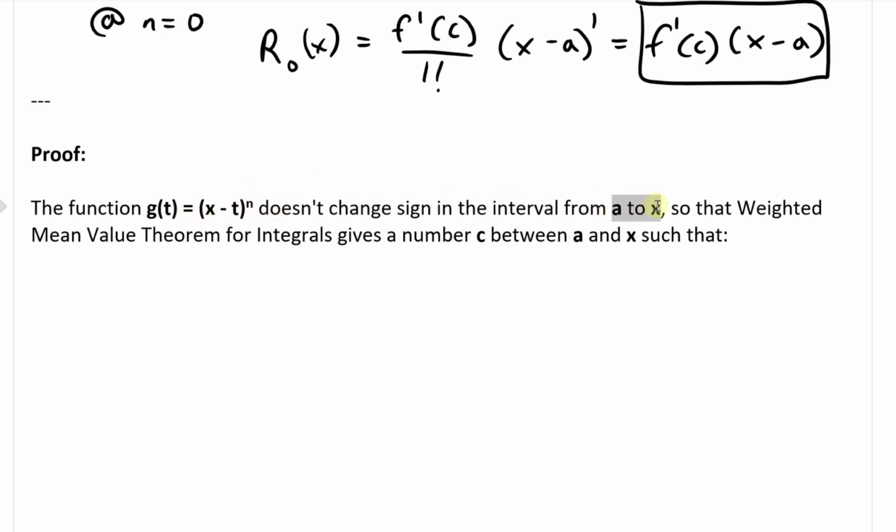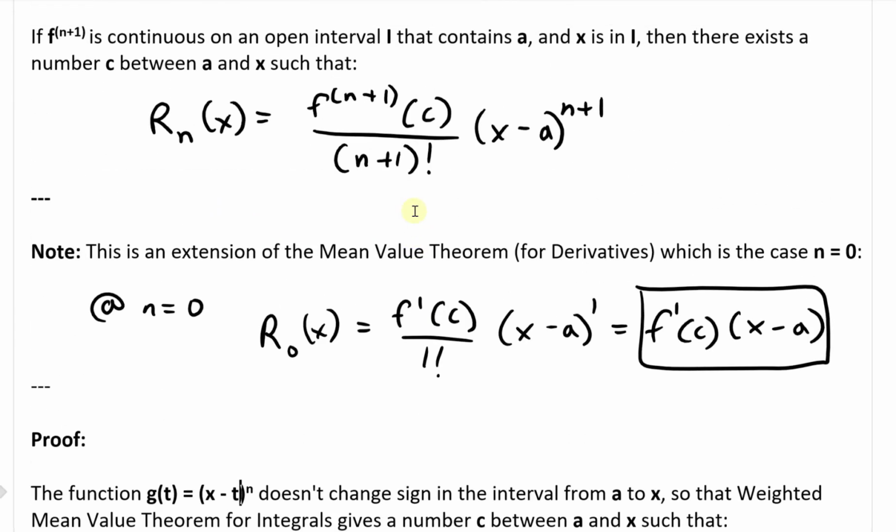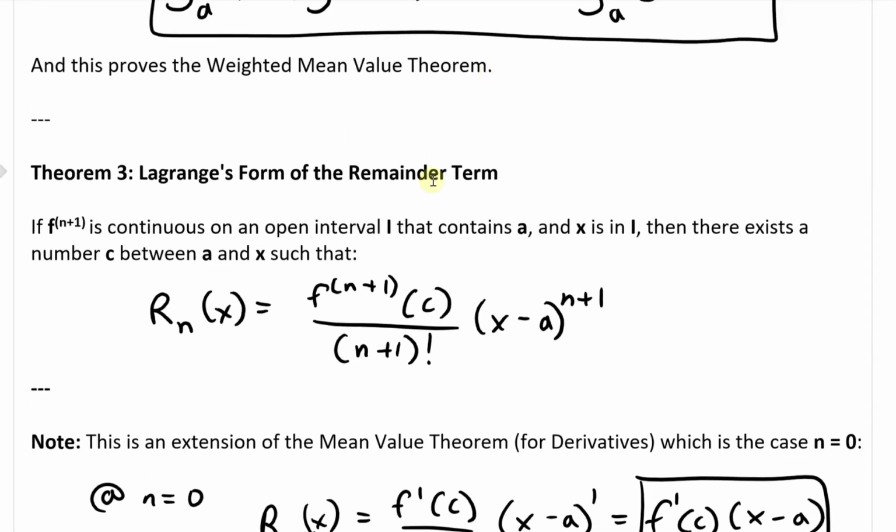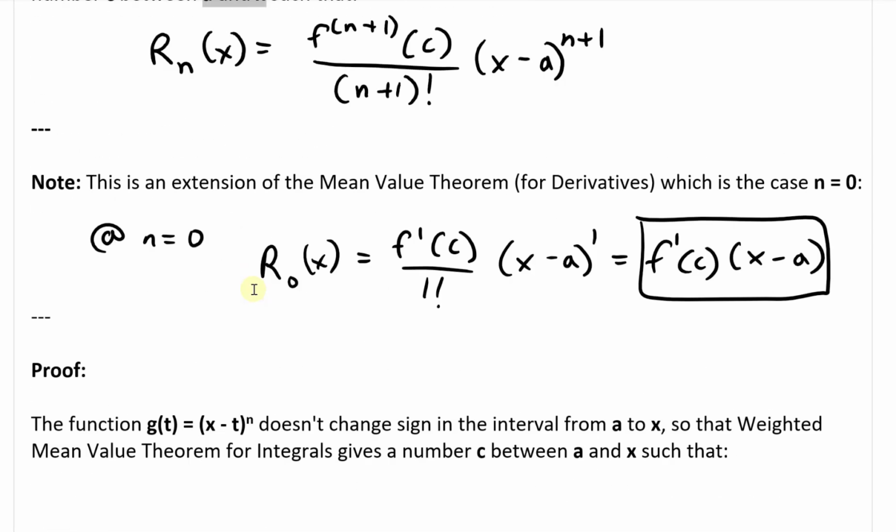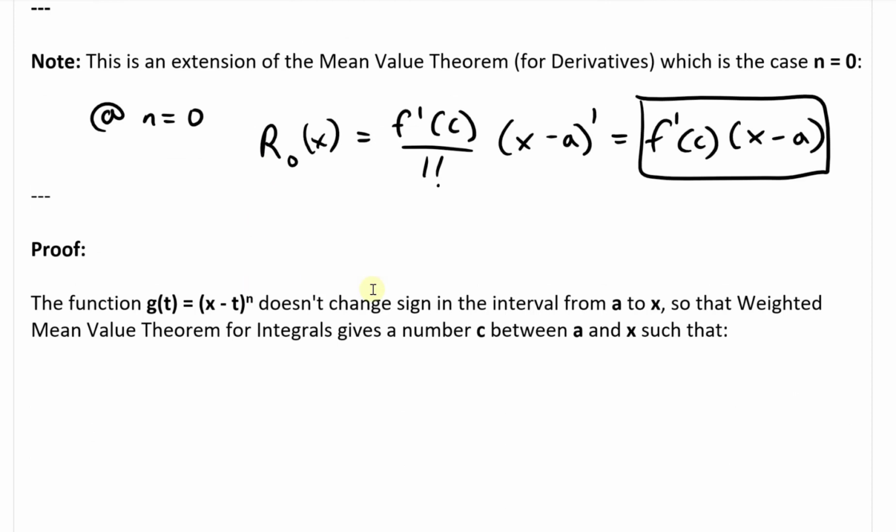So this function g(t) equals (x minus t) to the power of n doesn't change sign from a to x. That's because when you plug in the maximum value x, what you get is 0, and when you're subtracting t from x, a is between a and x, so a is less than or equal to x. So this doesn't change sign. It's always going to be positive, or negative if x is negative.